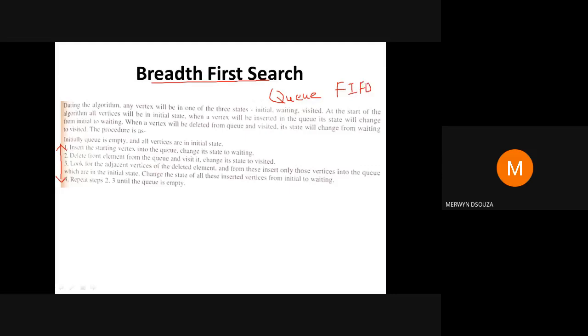Just to revise, you had a queue like this. Then there were two pointers. One was a front pointer, one was the rear pointer.